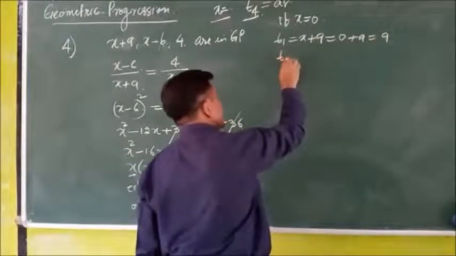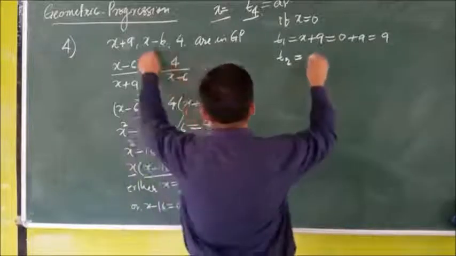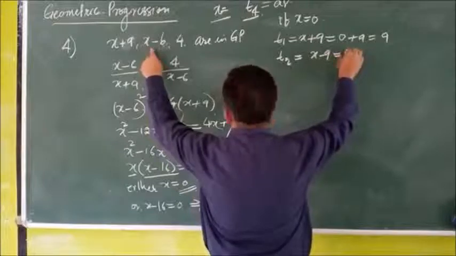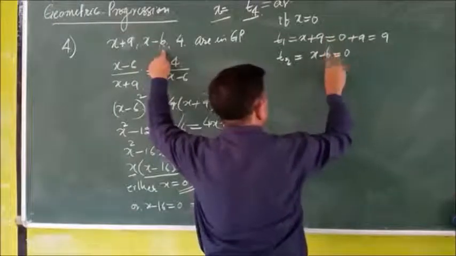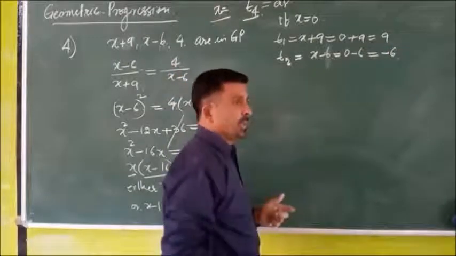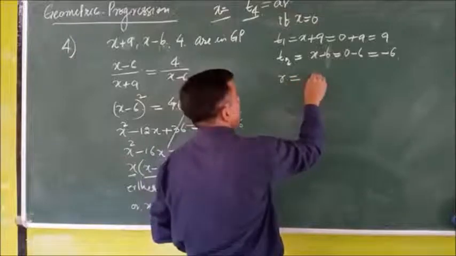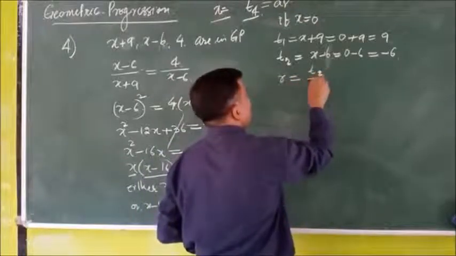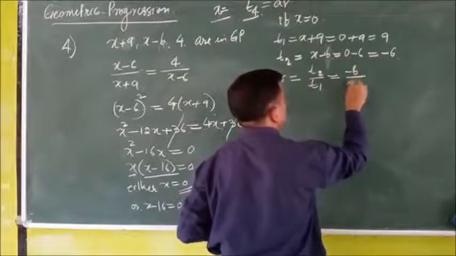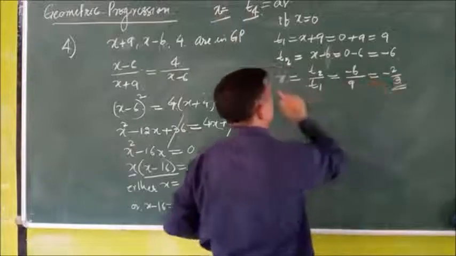We are also calculating the second term so that we can get the common ratio. The second term will be x minus 6, that is 0 minus 6, which is equal to negative 6. We got the two terms, and with the help of this, we can find the common ratio. Ratio is T2 over T1, and T2 is negative 6 and T1 is 9. This is negative 2 over 3. We got the common ratio.